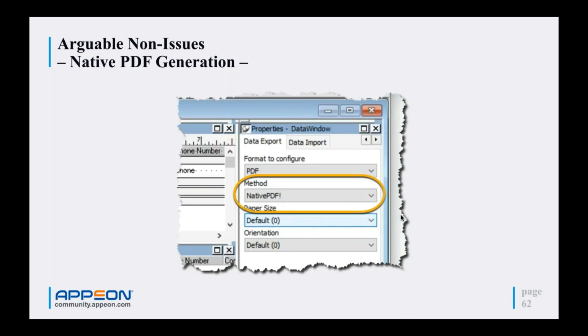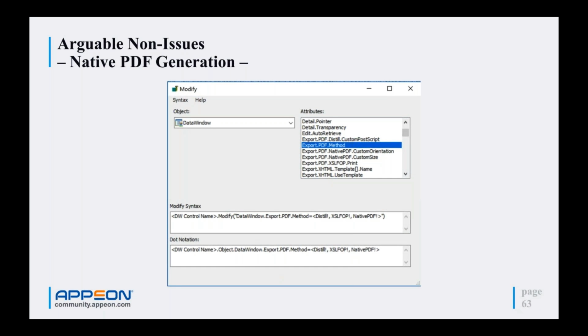You still use the enumerated value PDF when calling the DataWindow SaveAs method, but you'll need to additionally designate the native PDF data export method in one of two ways. The first is depicted here. You can simply designate it statically for any DataWindow object in the DataWindow painter. Alternatively, you can designate the PDF generation method dynamically at runtime using either dot notation or a Modify call.